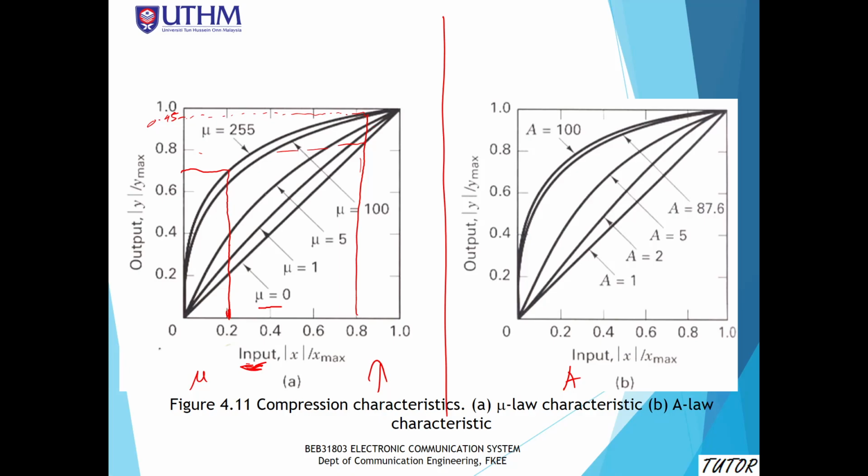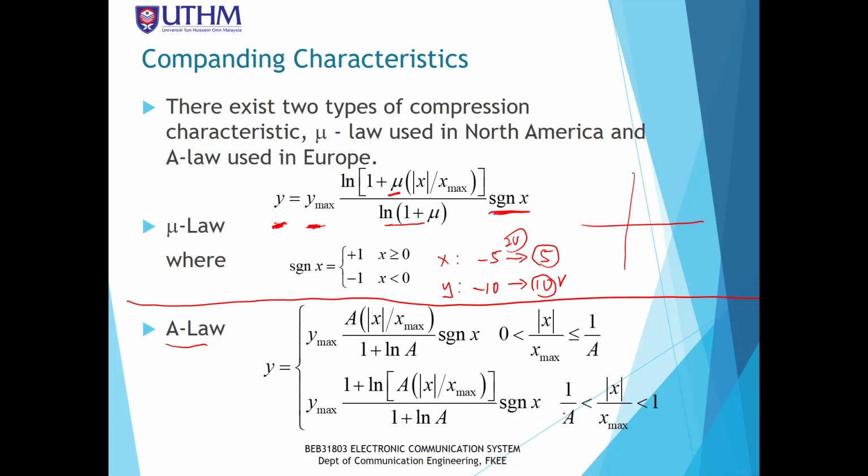It is similar with the A law. The higher the value of A, the larger the compression factor. That means the higher the value of A, the more the signal will be compressed. So we want to produce the output from the compressor given the input and also given the quantizer levels. That's why we use these equations.